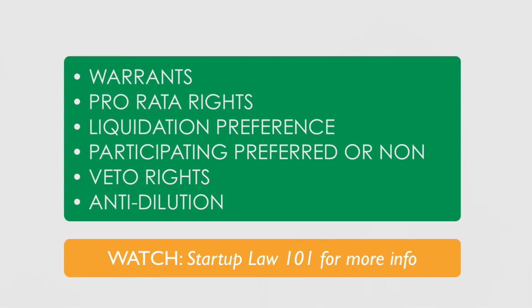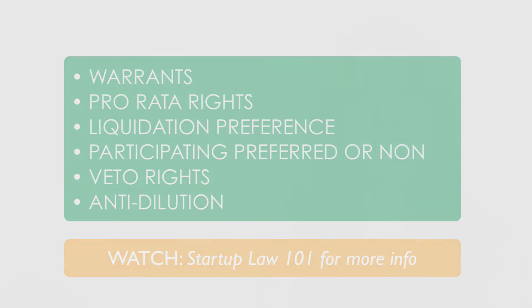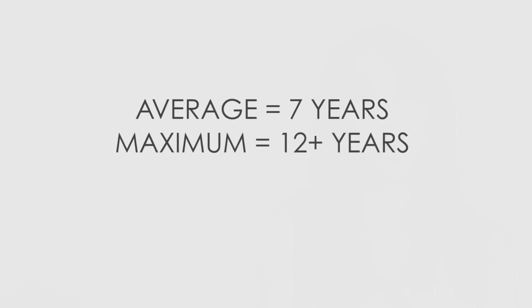So duration is a little bit different because I can give you average numbers. On average, I would say it takes about 7 years for a company to exit. So that's either an acquisition or an IPO. I've also watched companies who take perhaps 12 years to exit their company. So you want to understand that.